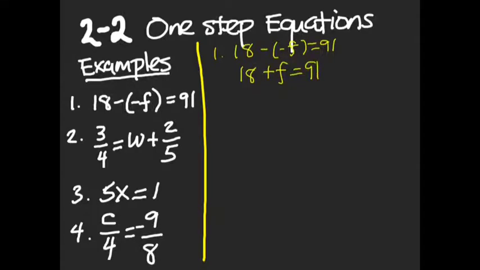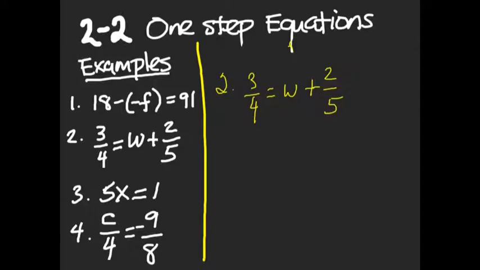I need to get rid of the 18 because I'm isolating my f. To get rid of this 18, I look at how it's related to f. It's just being attached by addition. When it's being attached by addition or subtraction to the variable that we want to isolate, what we do is the opposite. So I'm going to subtract 18 from both sides, or basically I'm adding a negative 18 to both sides. That cancels out, and I'm left with f is equal to 73.